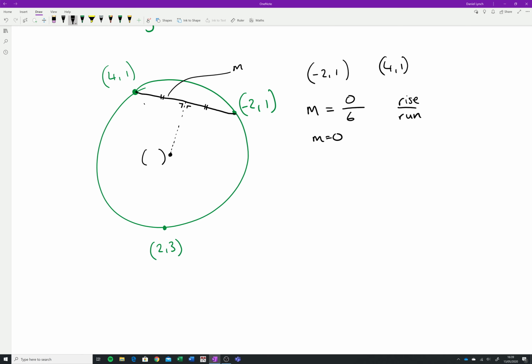Now, in this case, they've made things a little bit tricky for us, because what's actually happening is if something has a slope of 0, it's just going straight. Sorry, it's not going straight up. It's just going.